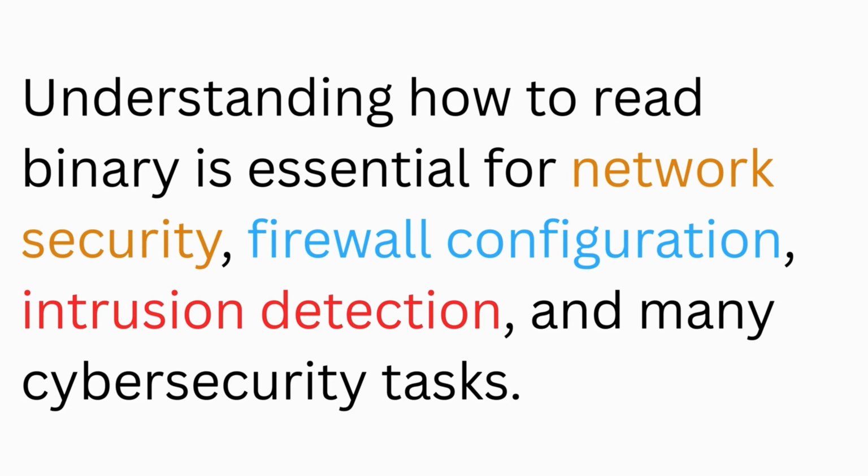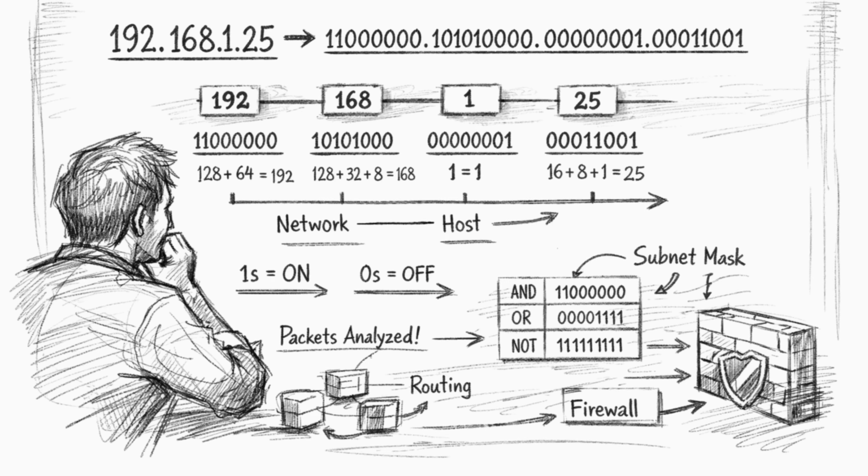Understanding how to read them in binary is essential for network security, firewall configuration, intrusion detection, and countless other cybersecurity tasks. The goal for the end of this lesson is that you'll feel more comfortable looking at an IP address and understanding what's happening at the binary level. I want to help you understand how subnet masks work to divide networks, and you'll see why hexadecimal shows up in IPv6 addresses. These skills will serve you throughout your cybersecurity career.